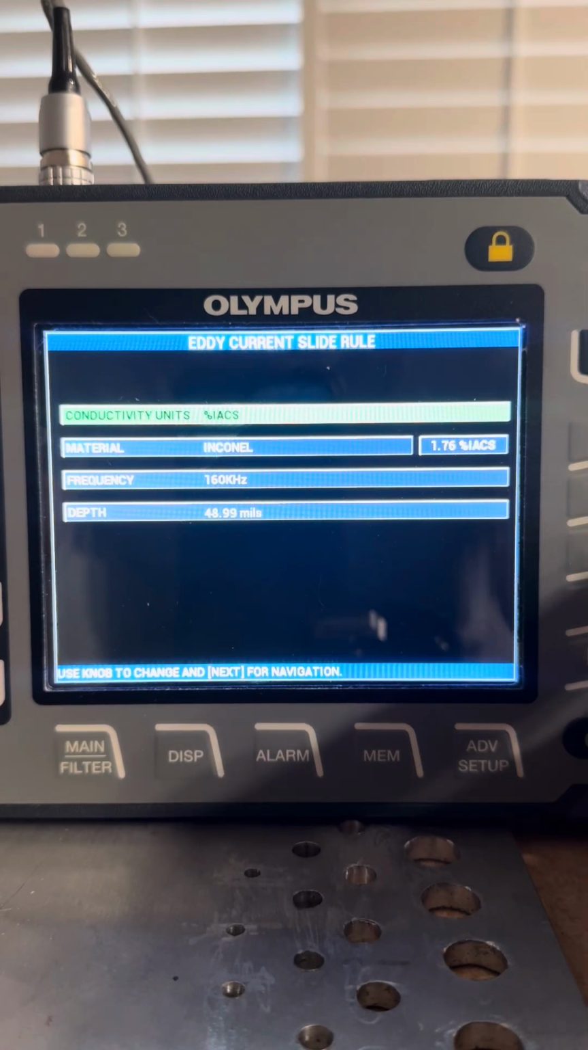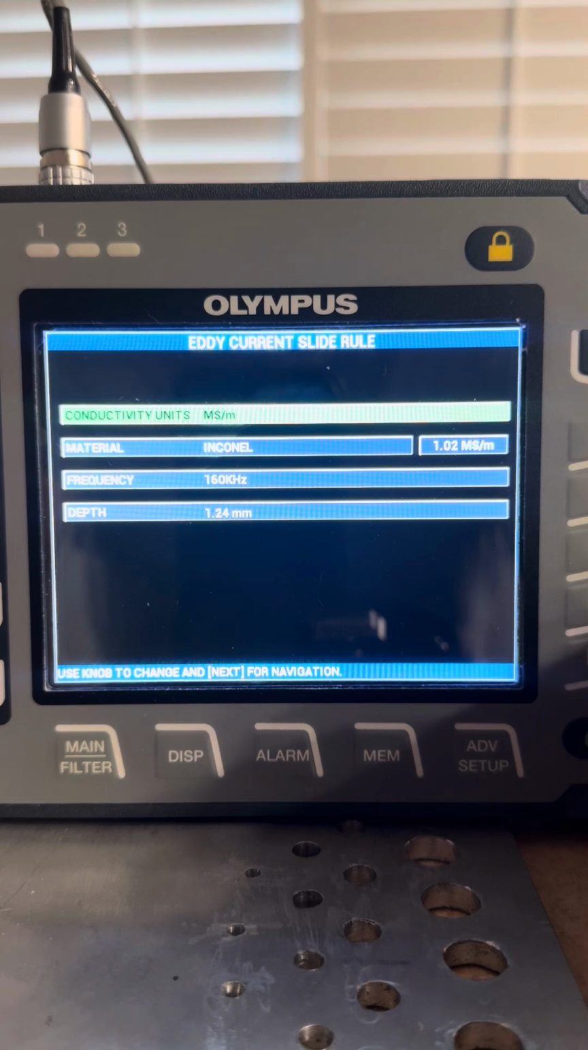conductivity, you only have two choices. You have percent of International Annealed Copper Standard, percent IACS, and that works with inches or mils, or you have megasiemens per meter, which is metric, and that works in accordance with the green side of the cardboard slide for millimeters.